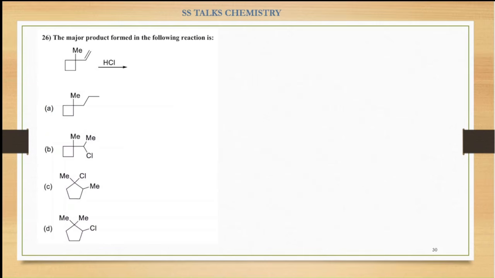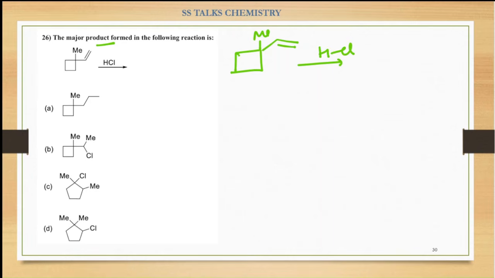Moving on to the next one, we have this case. In this case an alkene is given, and we have to again find the major product of this particular reaction. So the alkene is given and the HCl molecule is given to us. The molecule is a four-membered ring containing a methyl substituent here, and this species is attached to it, and it is treated with HCl.